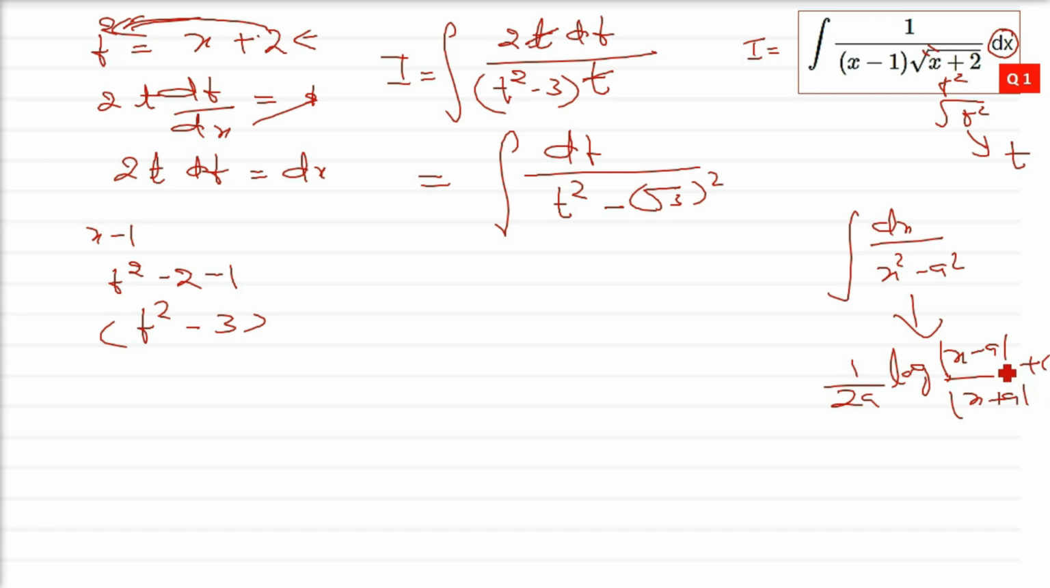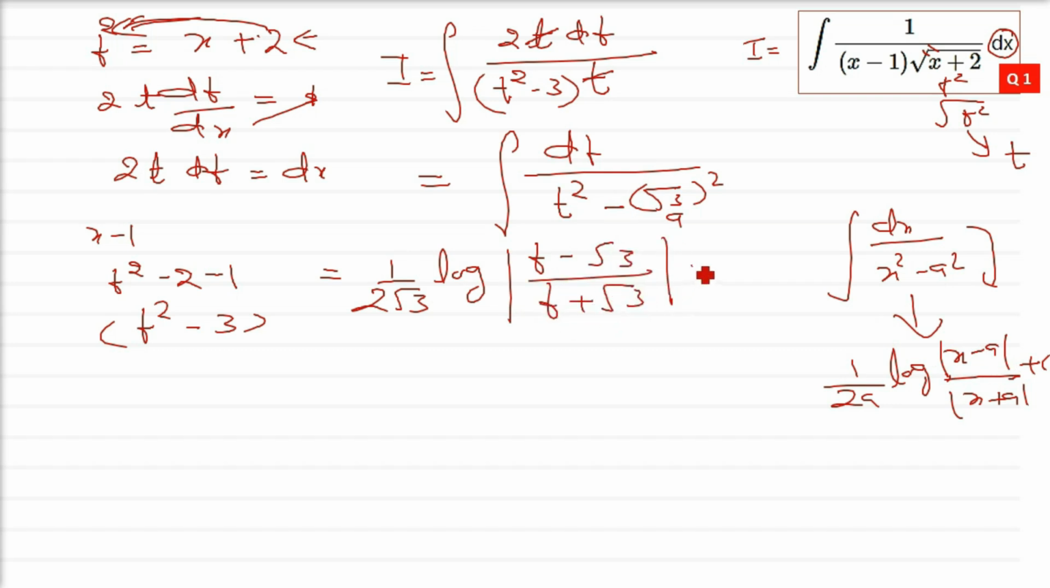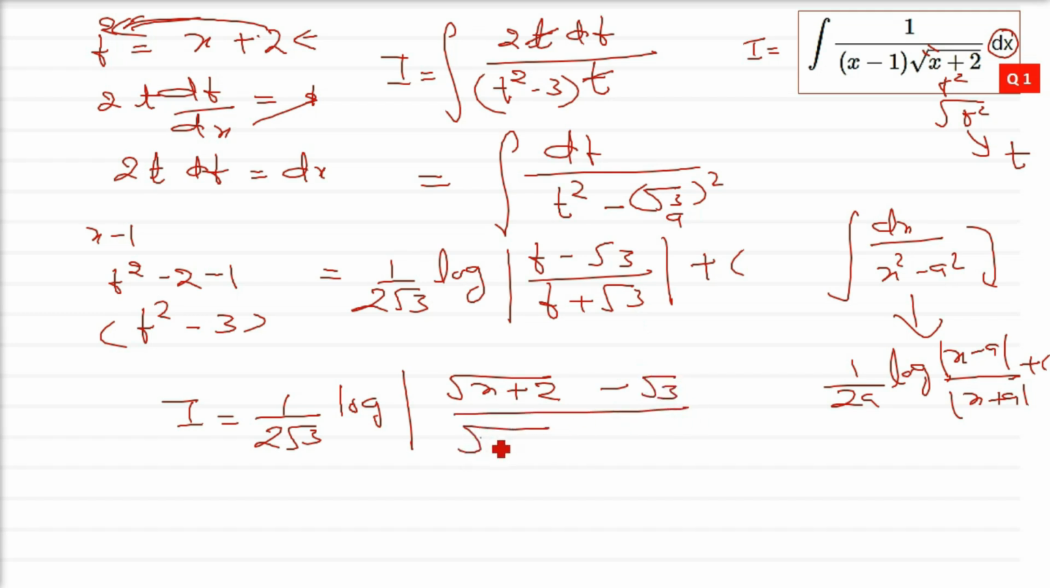Everything inside log will be inside a modulus sign. a we will take as root 3. So 1 by 2a, 1 by 2 root 3 log, what is x here? t. t minus root 3 divided by t plus root 3 plus a constant of integration. Now t was initially taken as what? It was under root x plus 2. Now this replacement we will do in order to write the final answer. So 1 by 2 root 3 log remains like this. t will become under root x plus 2 minus root 3 divided by under root x plus 2 plus root 3 plus a constant of integration. This is your final result.